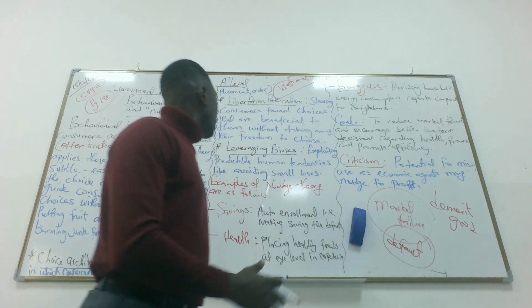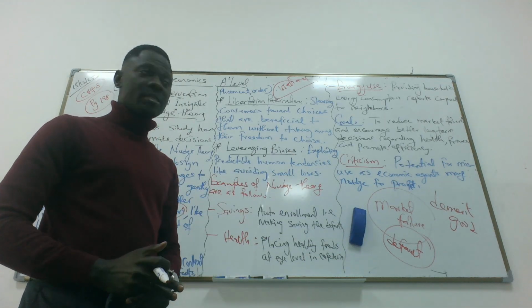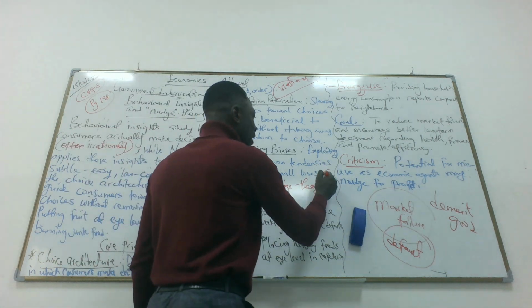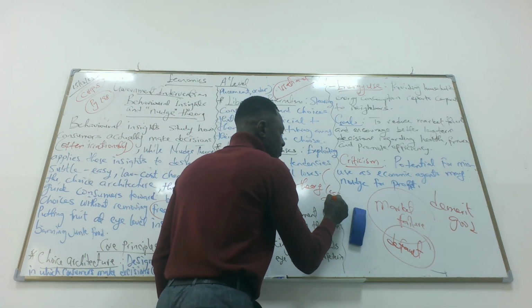That's nudge theory. And the third one, leveraging biases. Especially predictable human tendencies like avoiding small losses. We call it loss aversion.